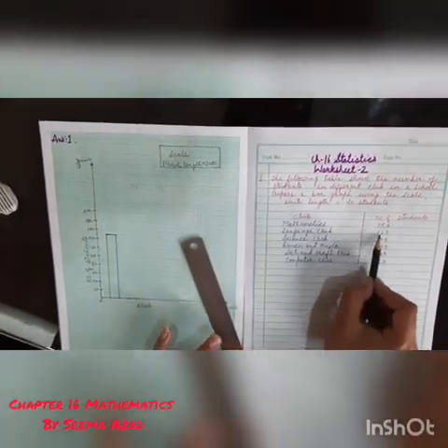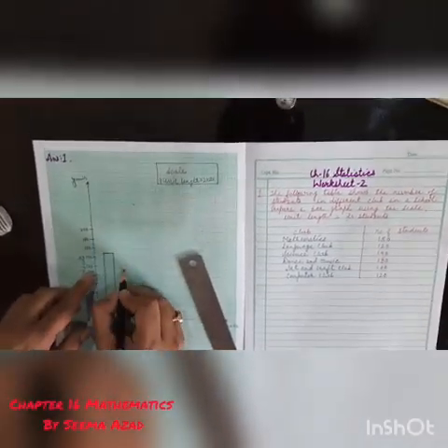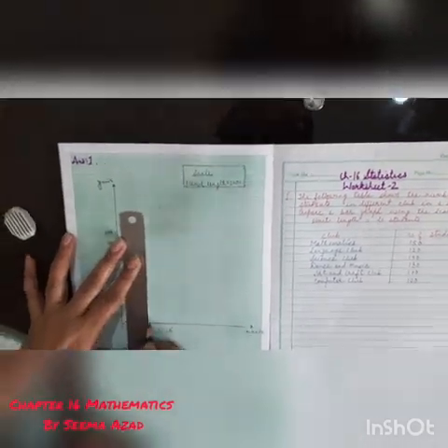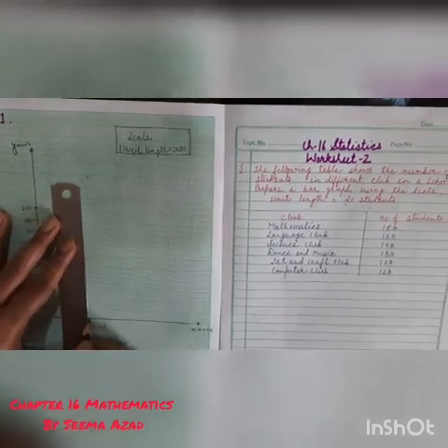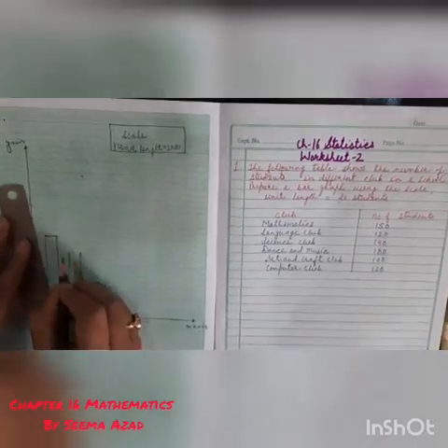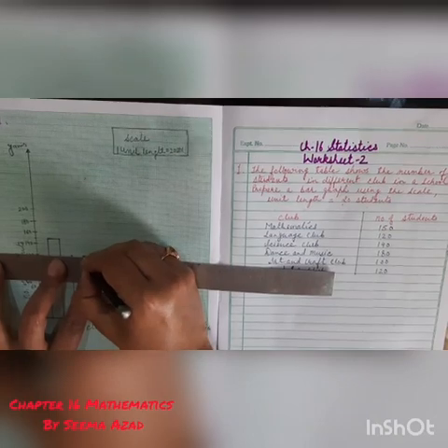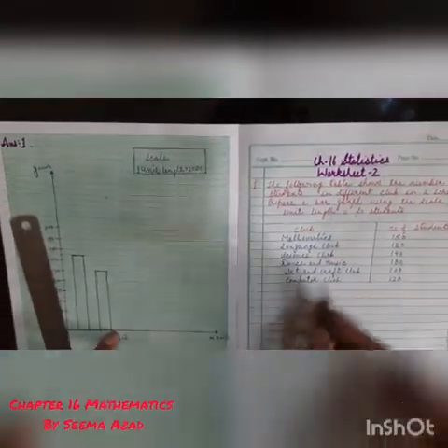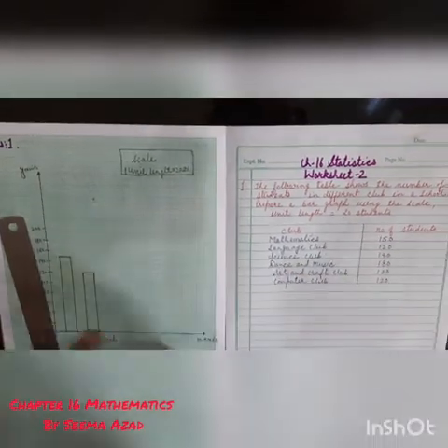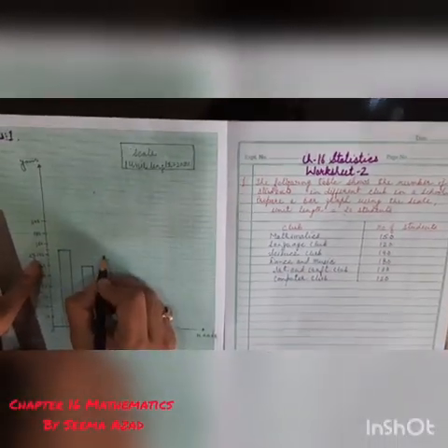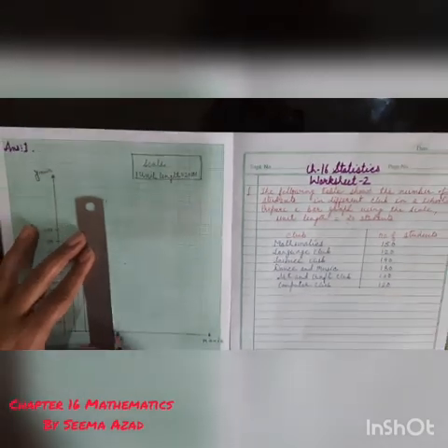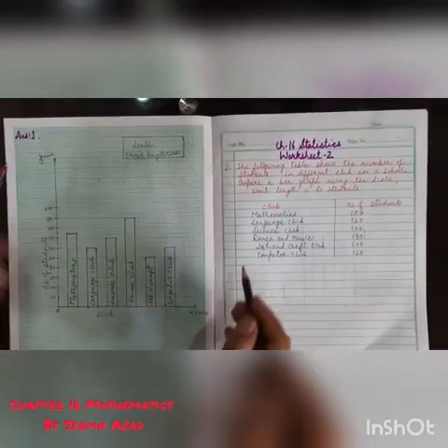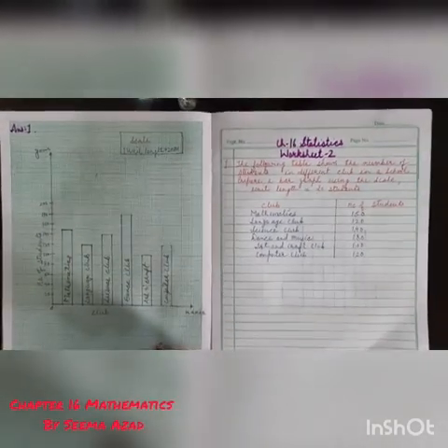Now language club 120. Now 120 is here. First of all put the dot, now join it. 120. And again you have to take equal space. Next is science club 140. Then art and craft club and computer club. This is the first solution.